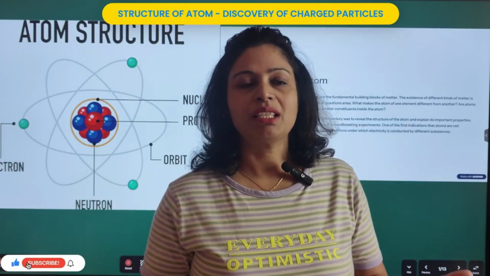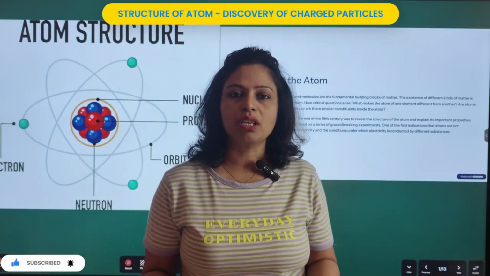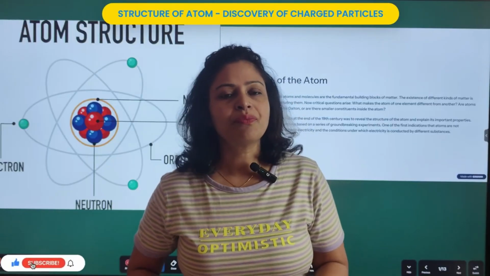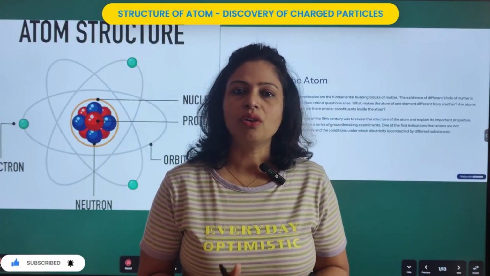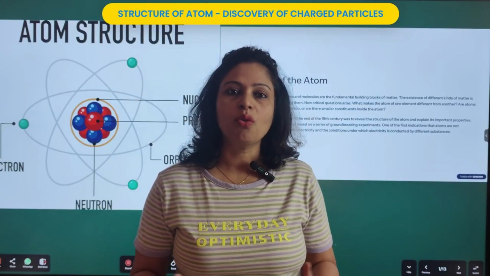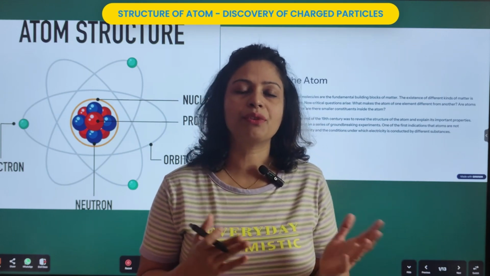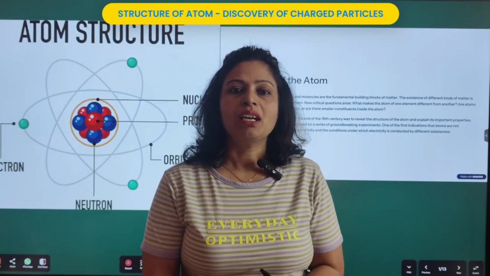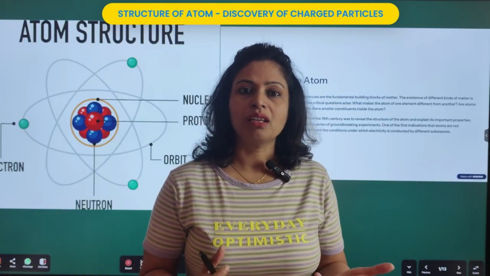You must be knowing so many elements around you, like oxygen, nitrogen, carbon, hydrogen. These are all elements which are made of the smallest unit called atoms. Now what are these atoms? How are these atoms different? Atoms of the carbon element will be different from atoms of the nitrogen element. So why are these different, and whether atoms are the smallest unit or they are divisible.